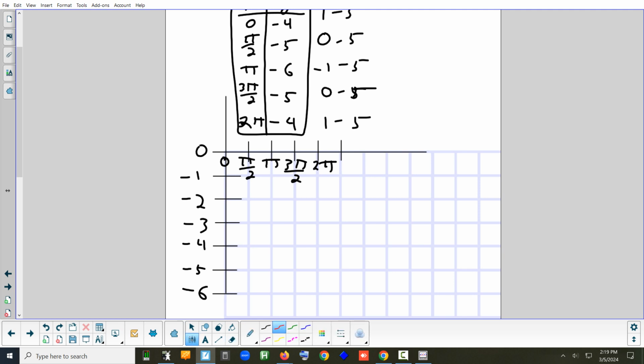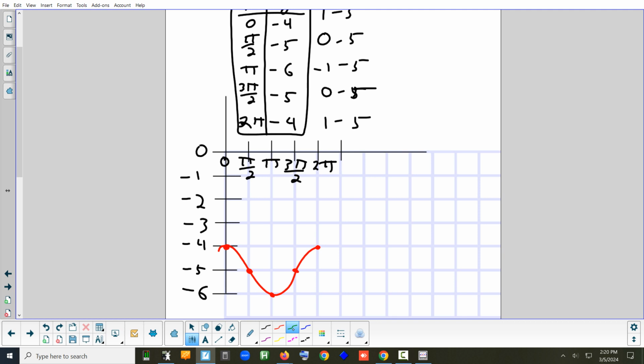Okay, so now what's my first point? 0, negative 4. Yep. And the next one? Pi over 2, negative 5. Yep. Pi, negative 6. 3 pi over 2, negative 5. 2 pi, negative 4. Perfect. Right, and now just draw your wave. Just like that. Okay, any question on that one?